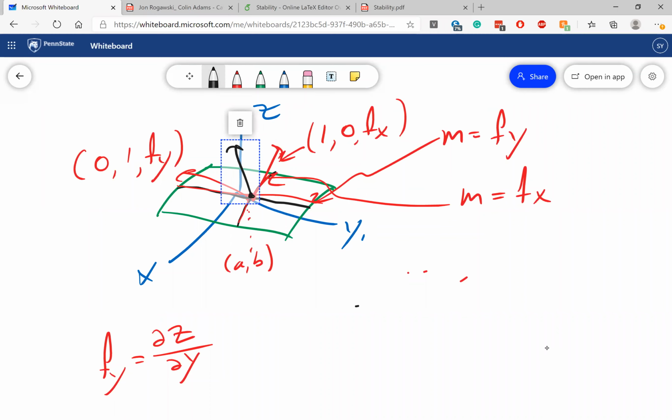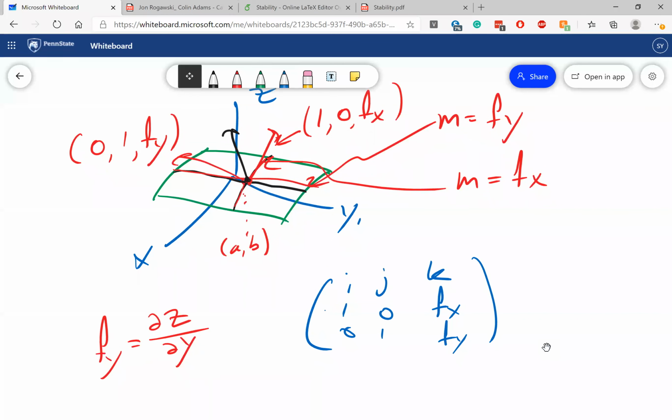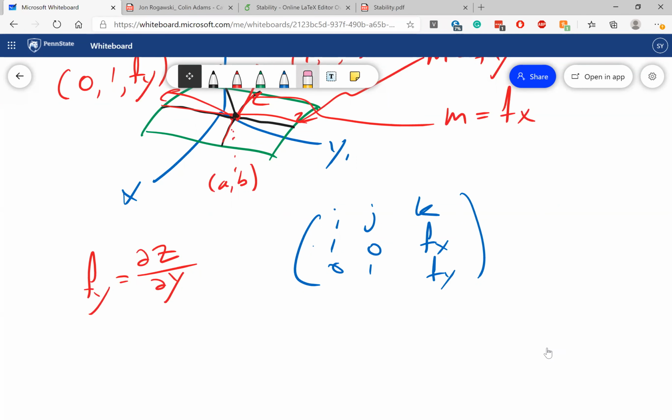And once we do that, we can find the tangent plane. So we would have these two vectors. We would take their cross product. So that would be i, j, k, and then 1, 0, f with respect to x, 0, 1, f with respect to y. And this would give us the vector that is orthogonal or normal to the surface.